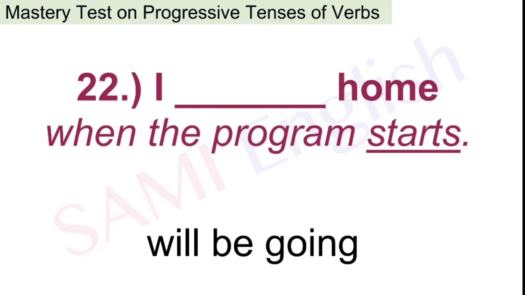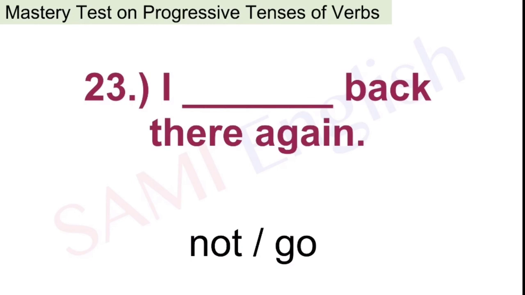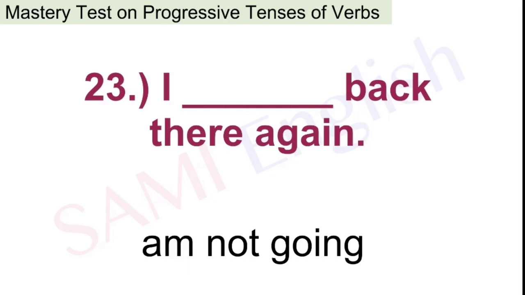Number 23. I blank back there again. This is an example of an ongoing action that is not happening at the present time. Kaya siya gagamitan ng not, okay? Not is an adverb. It's an adverb of negation. The subject is I, so we should use am, okay? Am going. We just insert not in the middle, okay? Am not going. Number 23, I am not going back there again.